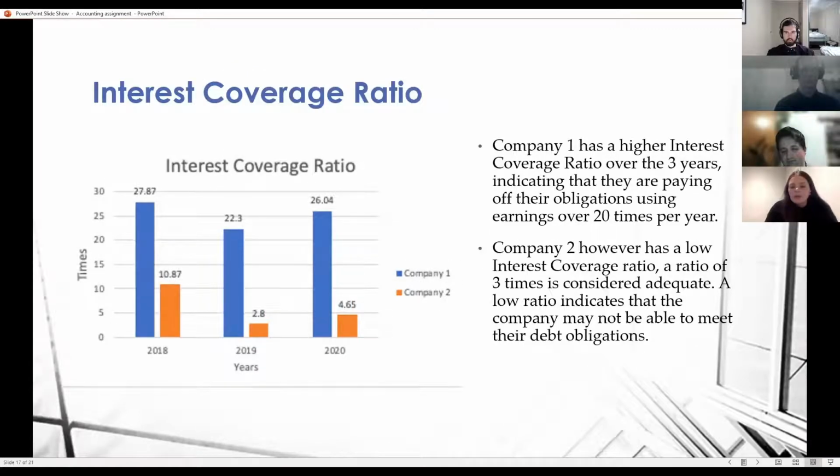Now I will go over our interest coverage ratio, which measures the number of times earnings before tax can cover interest expense. So company one has a higher interest coverage ratio, indicating that they are paying off their obligations using earnings over 20 times per year. Company two, however, has a low interest coverage ratio, and a ratio of 3 times is considered adequate, which you can see in 2019 they had a ratio under 3 times, which just shows that they may not be able to meet their debt obligations.